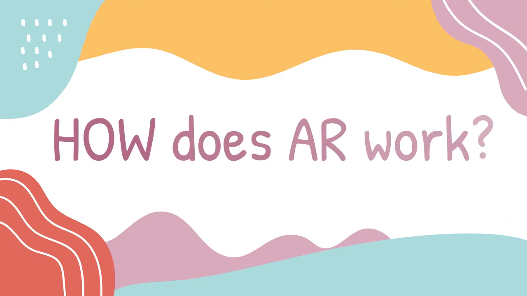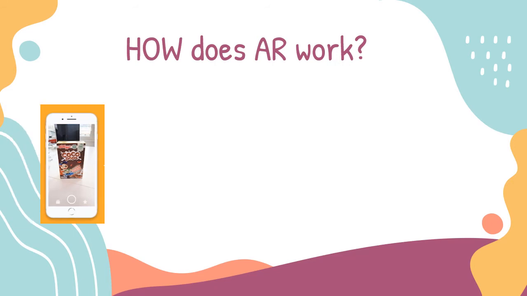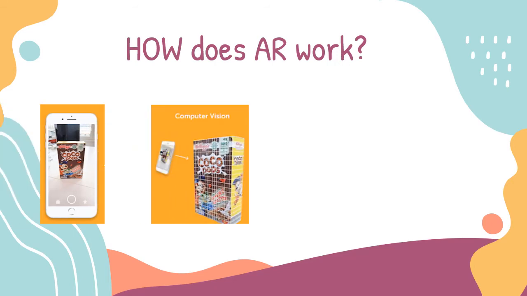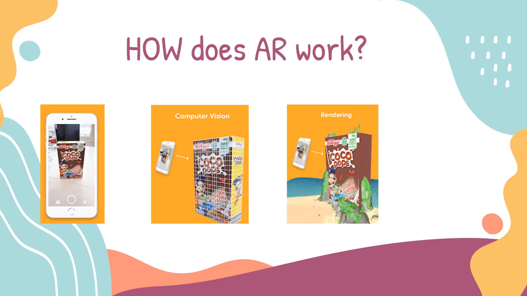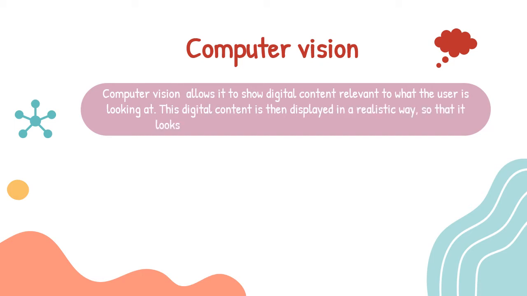So, now that you know the meaning of AR, how does AR work? First, get the image from the camera, then computer vision, then rendering, and we get the AR experience. Computer vision allows it to show digital content relevant to what the user is looking at. This digital content is then displayed in a realistic way so that it looks part of the real world. This is called rendering.